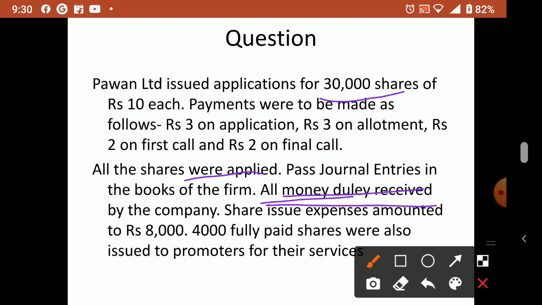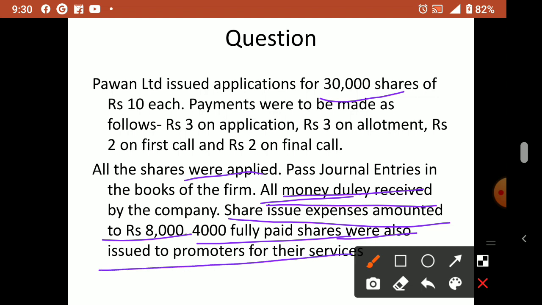Then another item: share issue expense amounting to rupees 8,000. Apart from this public issue of 30,000 shares, they have some other issues also. This is not an issue, this is a share issue expense. To issue these shares, they incurred an expense of rupees 8,000. Then 4,000 fully paid shares, assumed full amount paid, were also issued to promoters for their service.